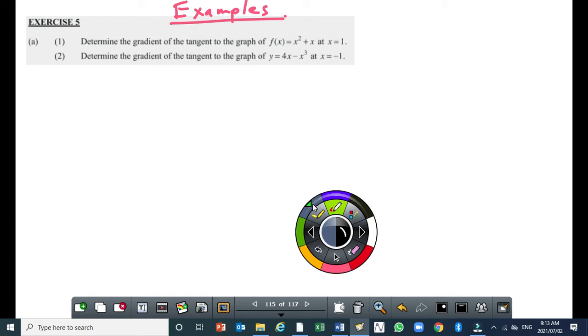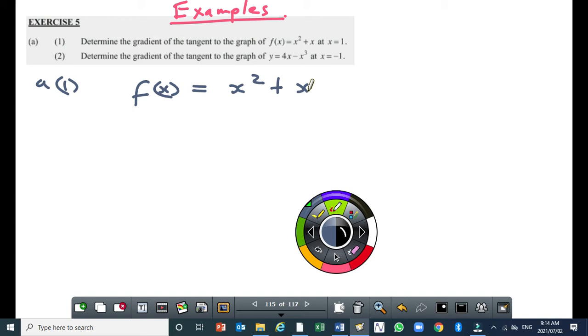Okay? So here, A1, f of x is equal to x squared plus x. So here we need to find the gradient of the tangent to the graph. What is the name of this graph here? It's quadratic, or you can call it a parabola. It's the same thing.